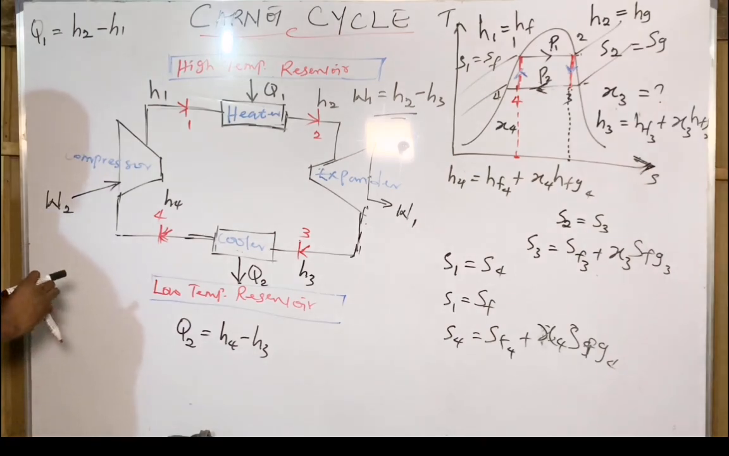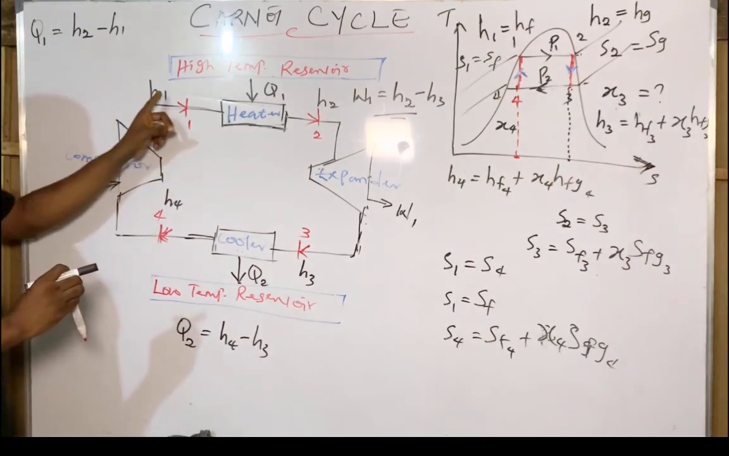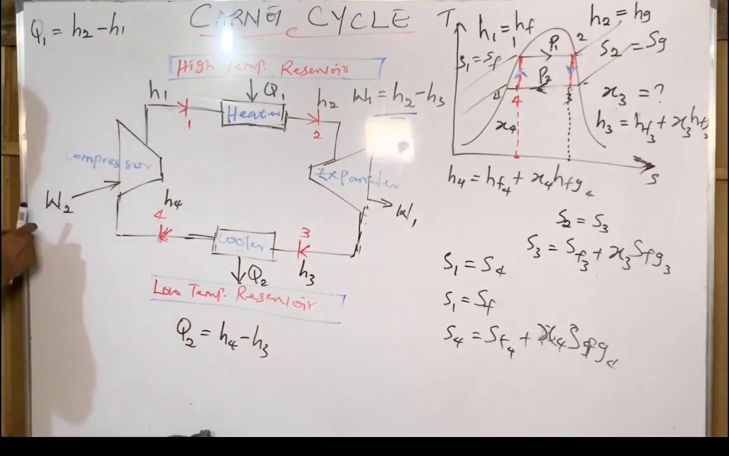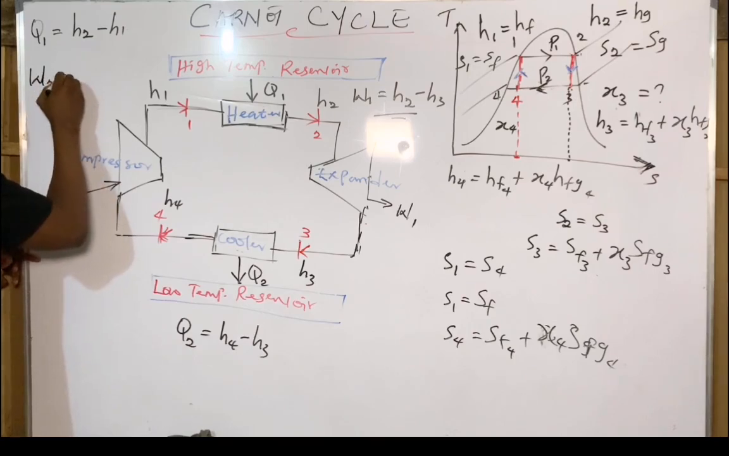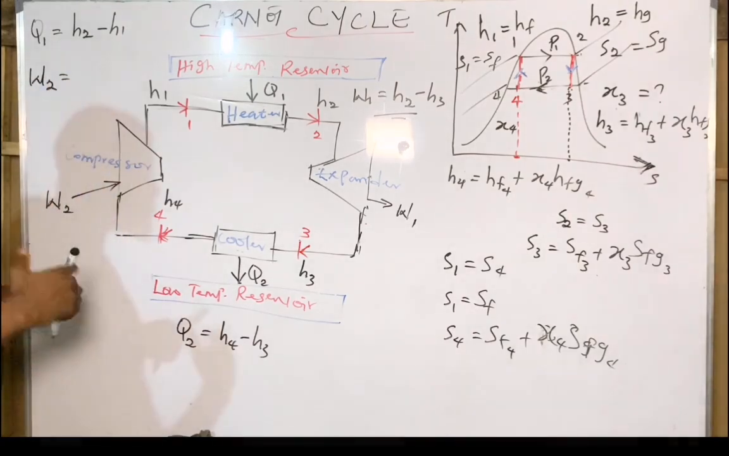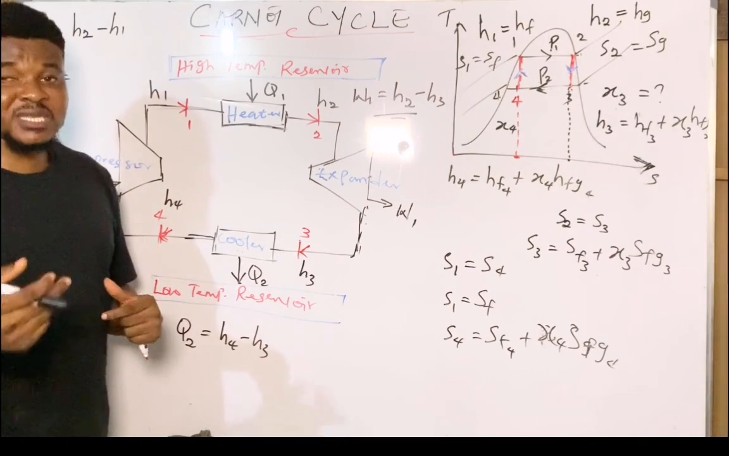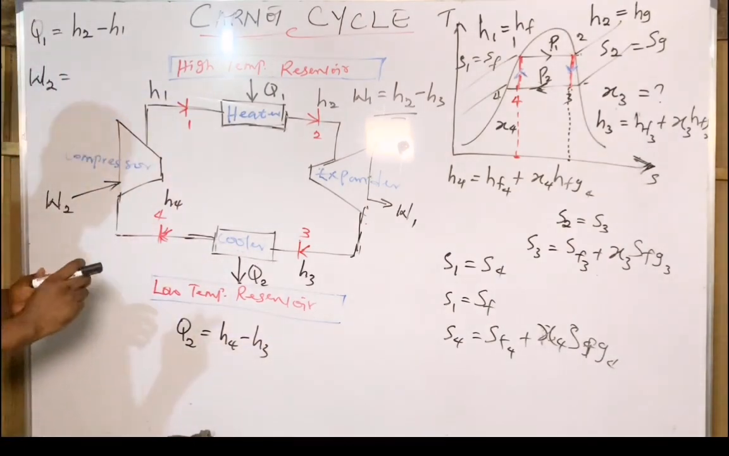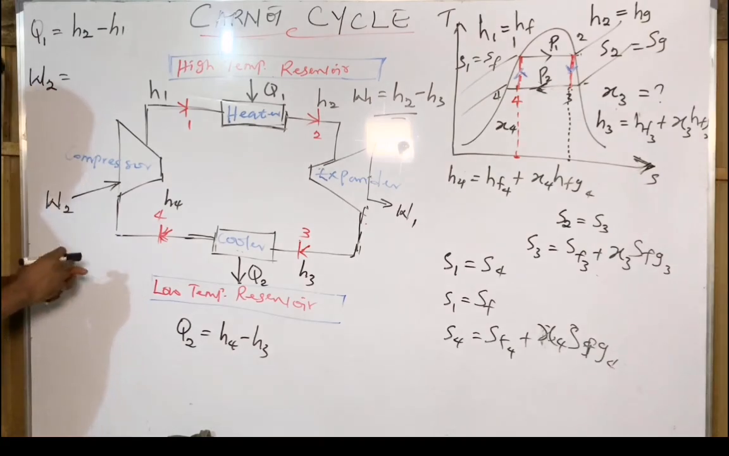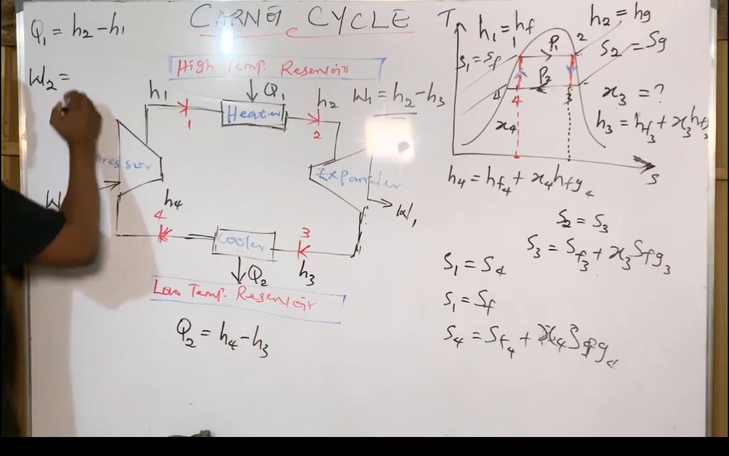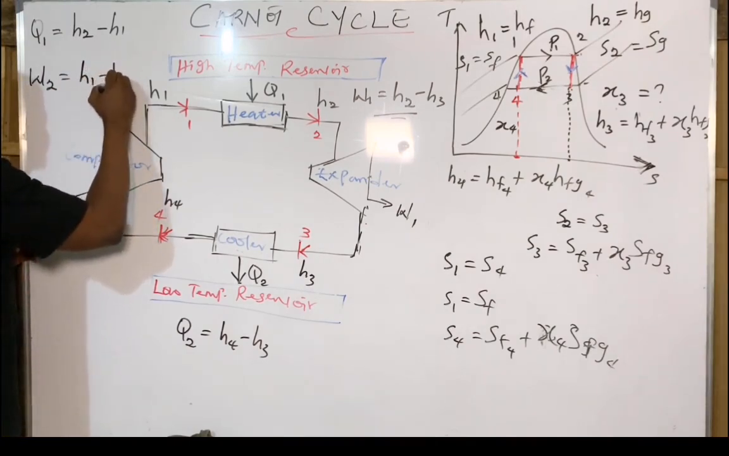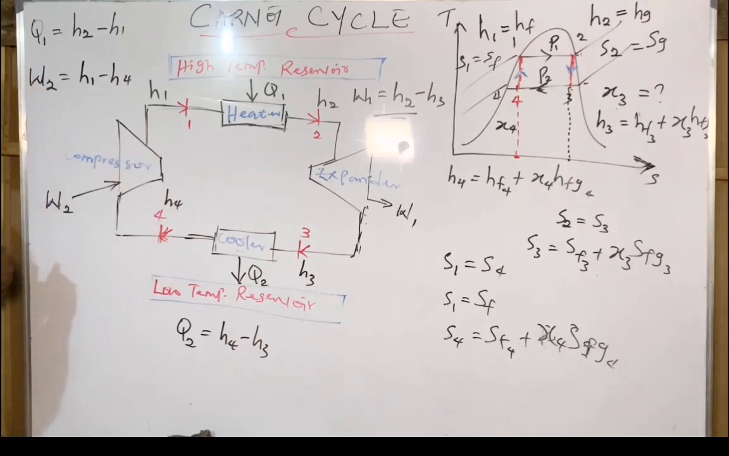Now, the compressor work is between state 4 and state 1, so that work is labeled W2. W2 is work added to the system. Whenever the system receives work, that work is negative, right? So work added to the system is between H4 and H1. So the work done by the compressor becomes H1 minus H4. So it's going to be a negative work. It must be a negative work.